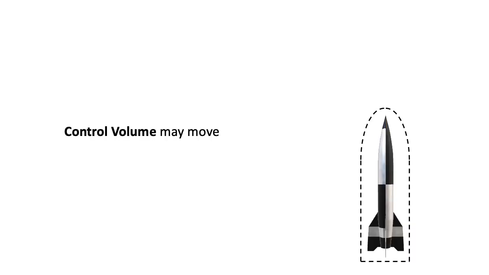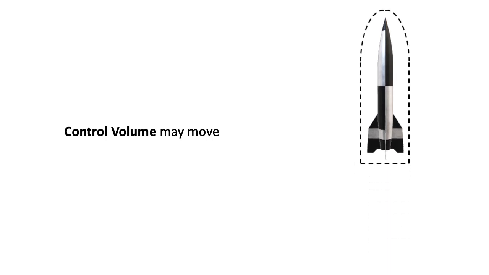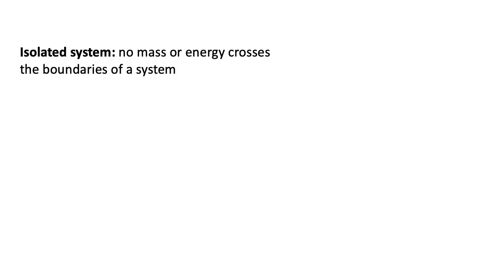Now, a controlled volume may move through space. So over here, the controlled volume is drawn around this rocket. As the rocket travels, the controlled volume moves with it, but the exhaust gases which are ejected cross the system boundary. So there's mass crossing the system boundary, and therefore this is a controlled volume, not a controlled mass.